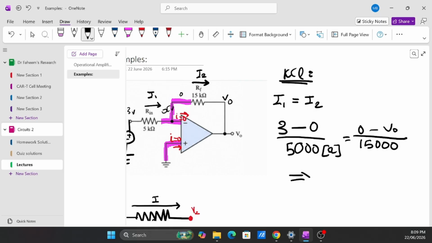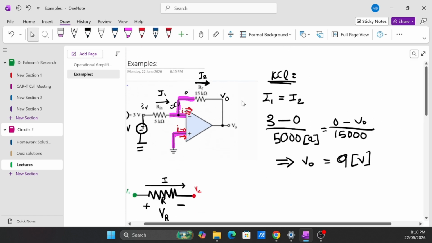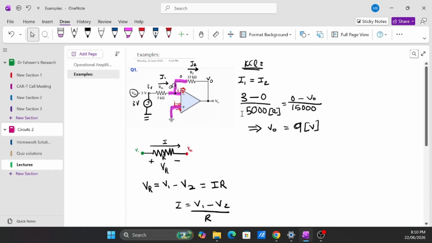Now we rearrange to get V out is equal to 15,000 divided by 5,000 times 3, which is 9 volts. So that's the basic review of what we learned in Circuits 1 about an op amp.